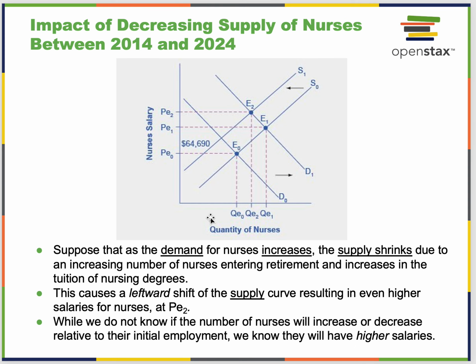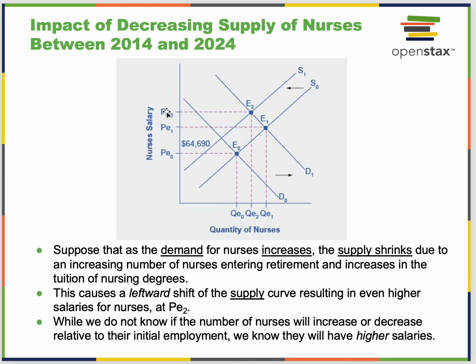At the same time the demand for nurses increases, the supply shrinks due to the number of nurses entering retirement, and increases in tuition for nursing degrees. So the supply shifts. So now the equilibrium moves from E1 to E2. The quantity of nurses available goes down, and the wages go up further yet.